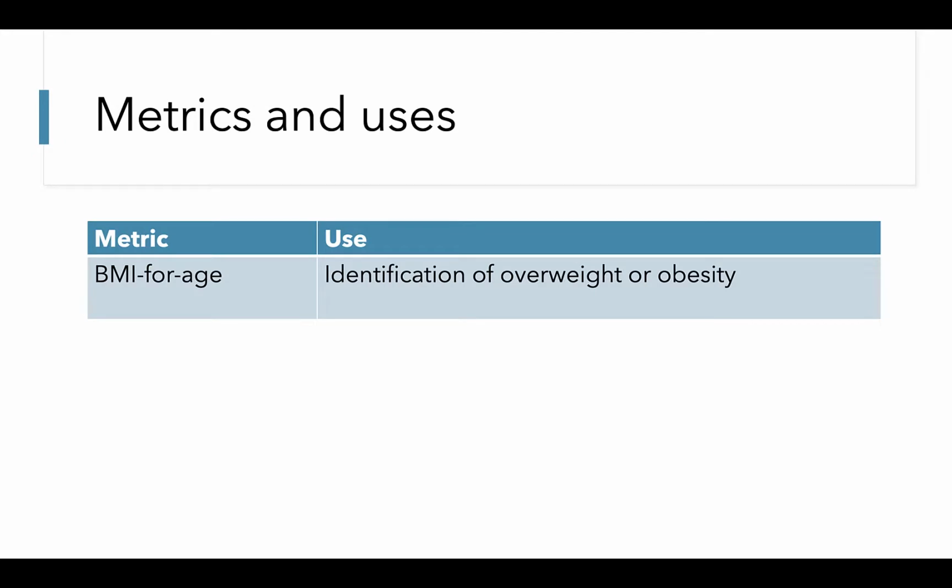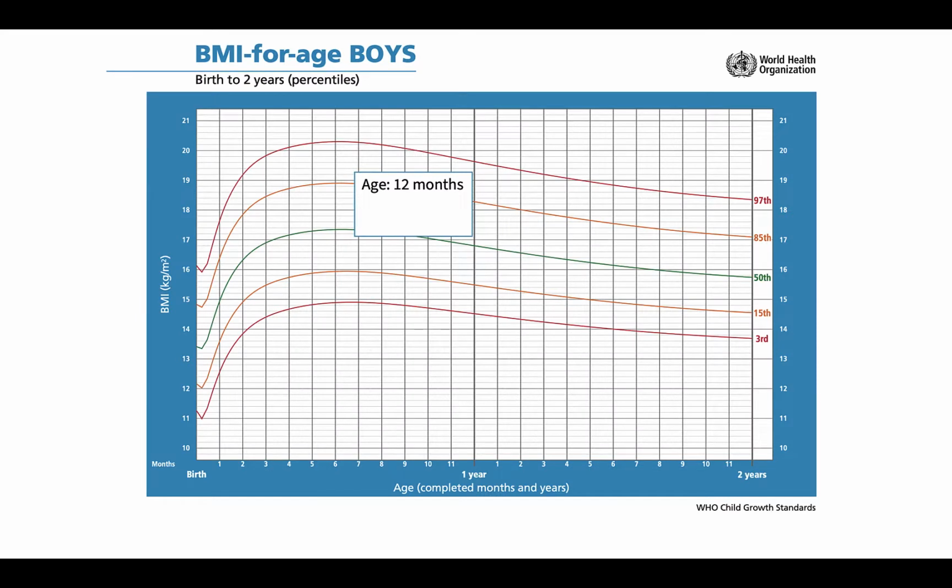So these BMI for age charts can be used to identify overweight and obesity in infants. Let's look at how we would use this to classify the BMI for a boy who is 12 months of age. We would find the age on the x-axis, and the BMI of 16.8, which was measured and calculated, on the y-axis. We would find the intersection between these 2 points and see that this boy has a BMI percentile at the 50th, meaning his BMI is fairly average for his age and sex.